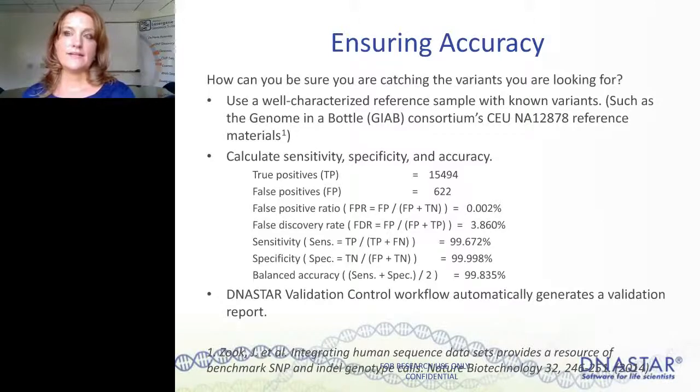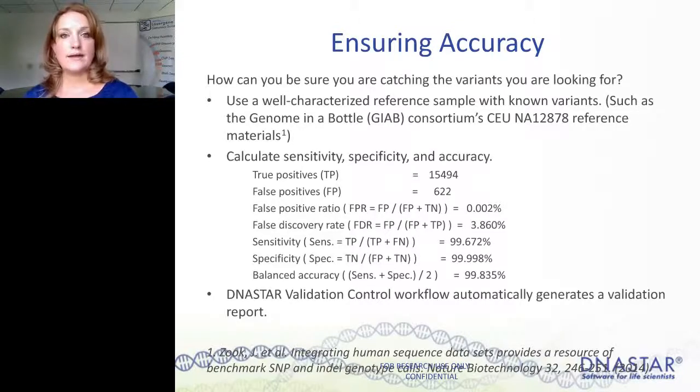So accuracy is really important with next-gen data and especially with gene panels. So how can you be sure that you're catching the variants that you're looking for? Well, one way to do this is to use a well-characterized reference sample. Sometimes we call this a gold standard, along with a list of your known variants within that sample.